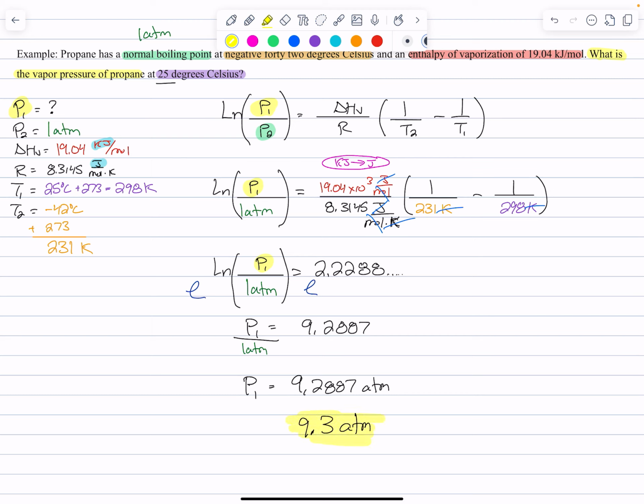Now, 9 atmospheres seems pretty high, 9 times atmospheric pressure, but that actually makes sense. Why? If it boils at negative 42 degrees Celsius, then at 25 degrees Celsius, which is much warmer, it should be a gas. And that makes sense.